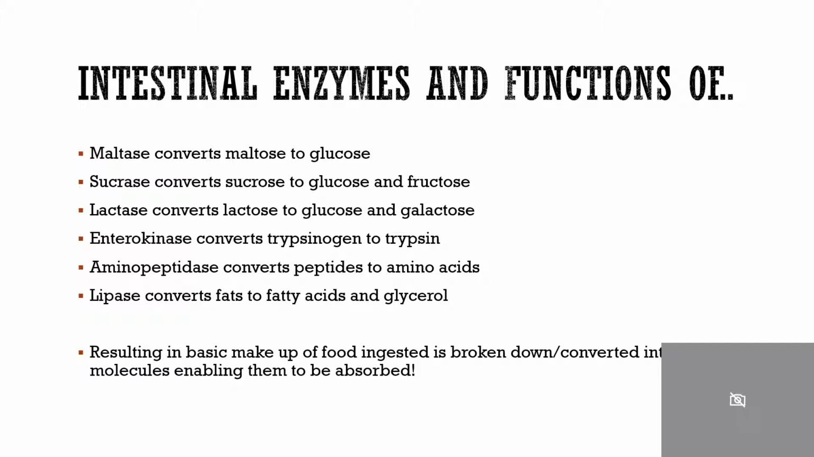Enterokinase converts trypsinogen to trypsin. Aminopeptidase converts peptides to amino acids. And lipase converts fats to fatty acids and glycerol. So what we have is the basic makeup of food that is ingested being broken down and converted into smaller molecules, and thus this enables them to be absorbed.